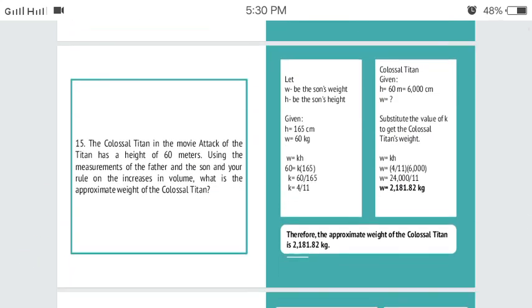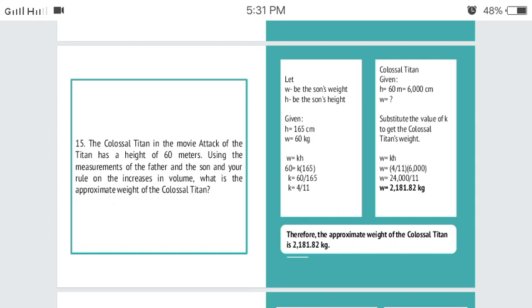15. The Colossal Titan in the movie Attack on Titan has a height of 60 meters. Using the measurements of the father and the son and your rule on the increases in volume, what is the approximate weight of the Colossal Titan? So let W be the son's weight, H be the son's height. Given H is equal to 165 centimeters and W is equal to 60 kilograms. So W is equal to KH, where K is the constant and H is the height. So 60 is equal to K times 165. So K is equal to 60 over 165, or 4 over 11.